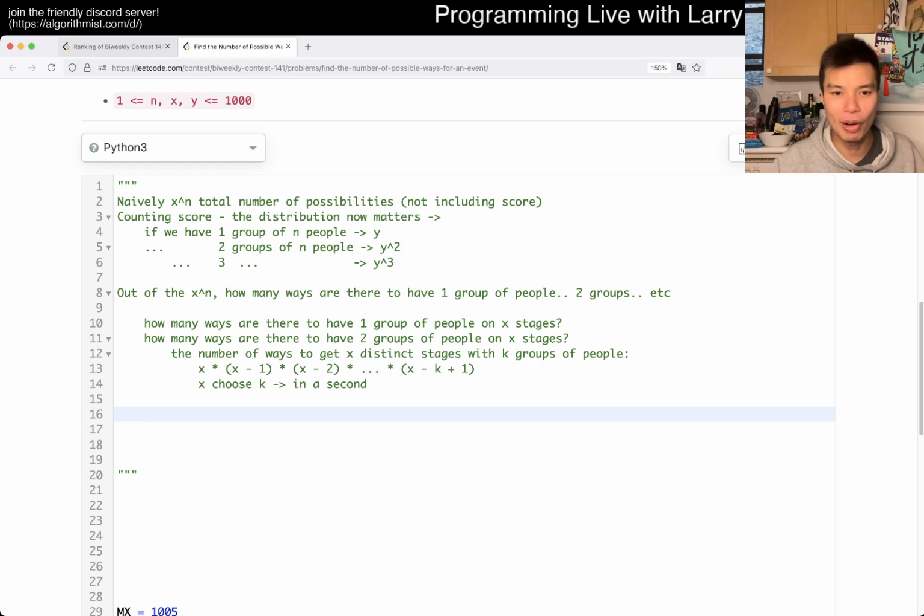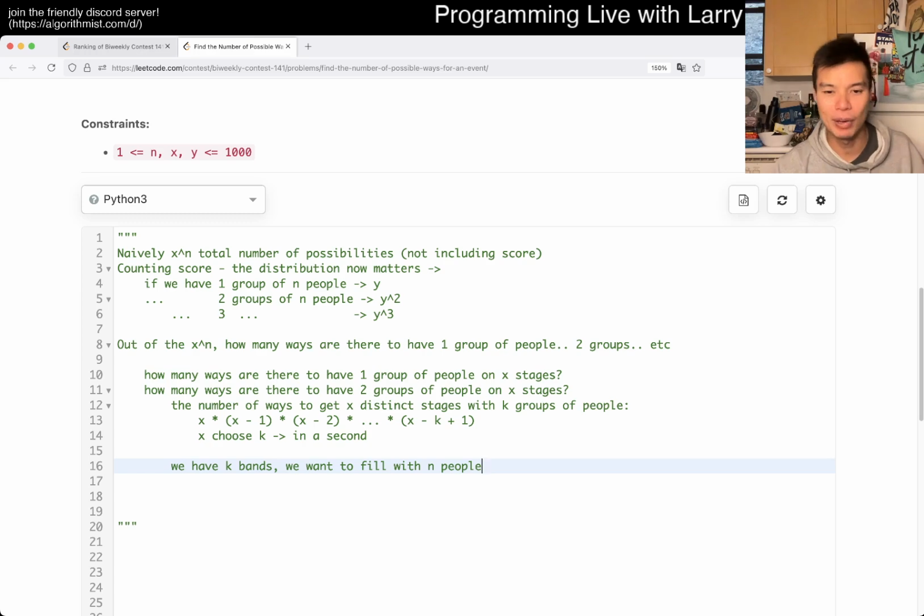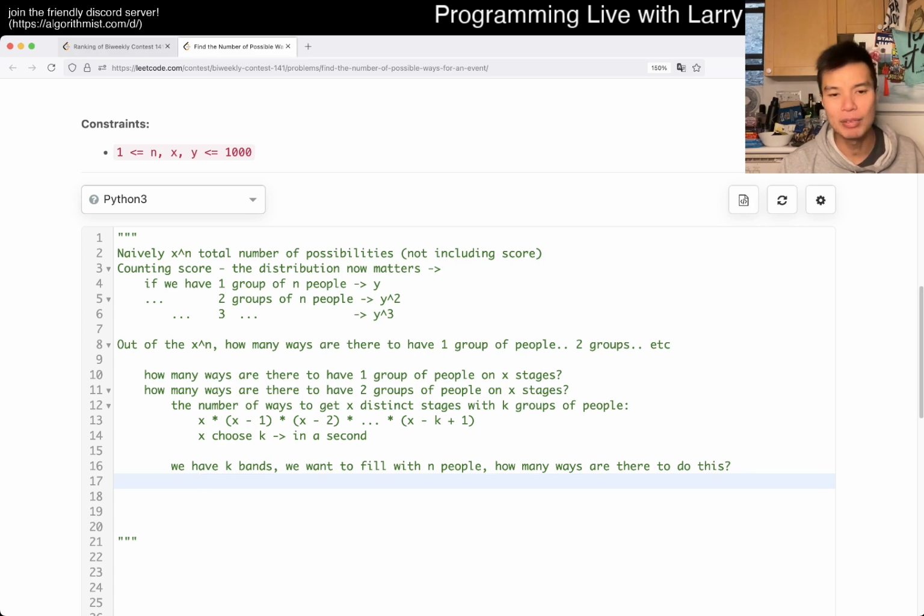Okay, and then the last part is that we have k groups of people, or k bands, we want to fill with n people. Was it n people? I always forget, they don't use good variable names. How many ways are there to do this? A naive thing to think would be that if there are k bands and we have n people, each of them has k choices, so it'll be n to the k.